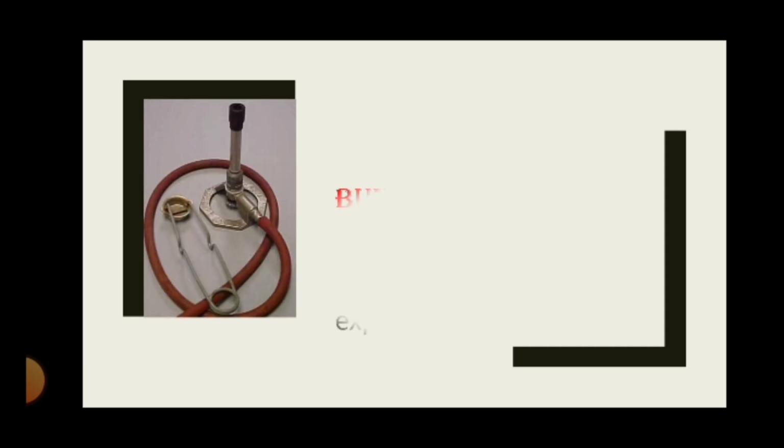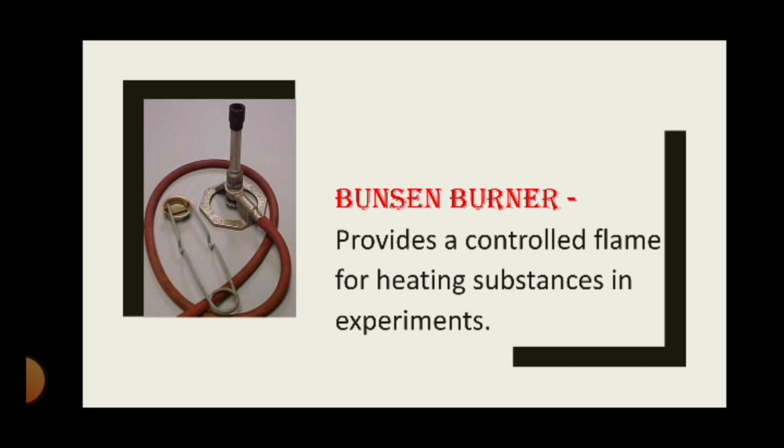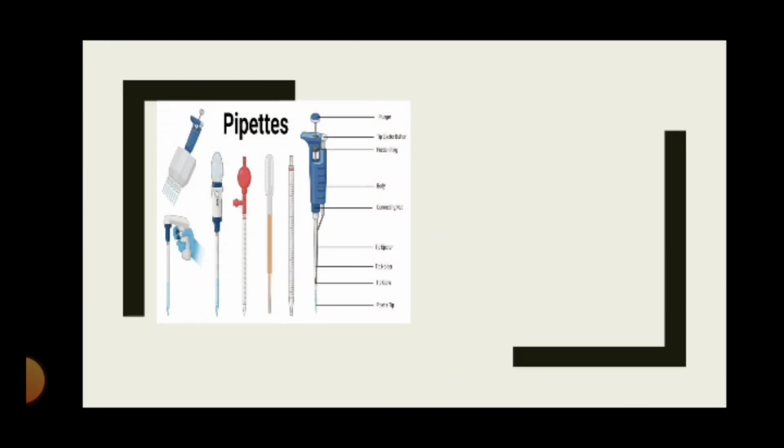And next is, what do you call this one? This is Bunsen burner. It provides a controlled flame for heating substances in experiments. Actually, commonly nasa laboratory si Bunsen burner. But another alternative for Bunsen burner, we have alcohol lamp, we have LPG or direct flame. So marami, but somehow the totality is you need to use the heating process. You use this kind of apparatus.